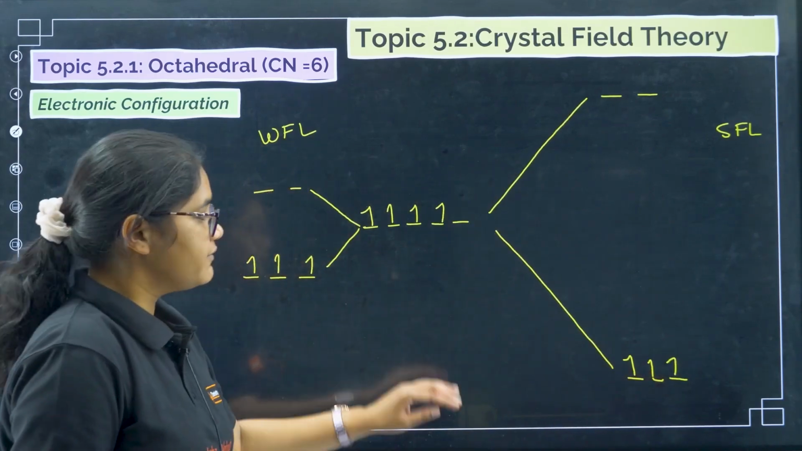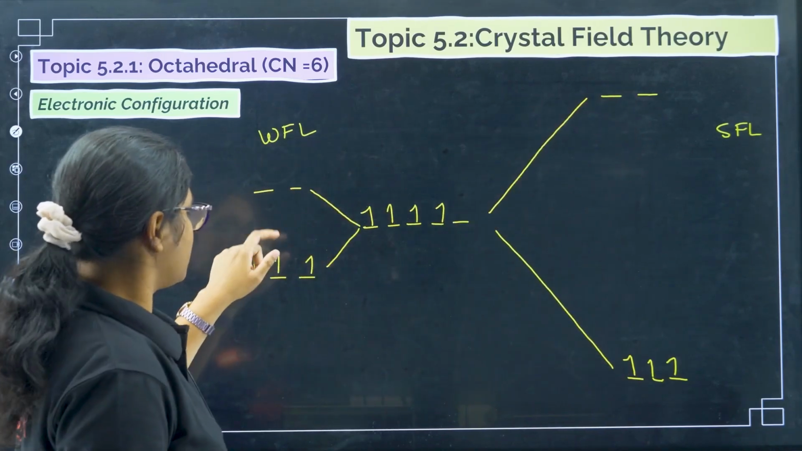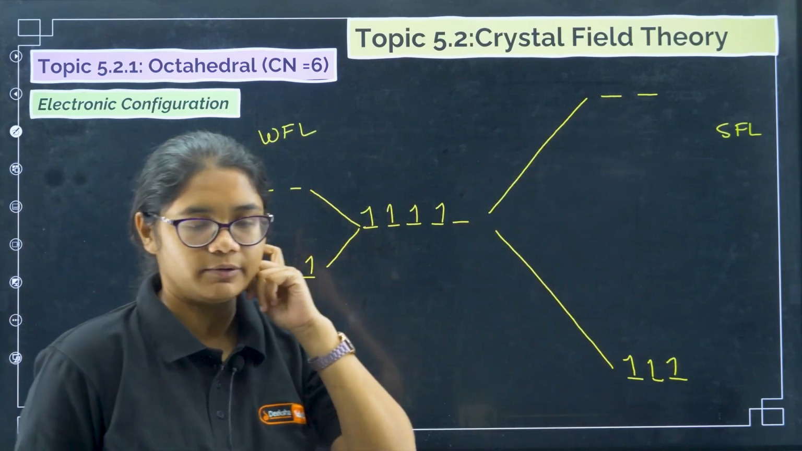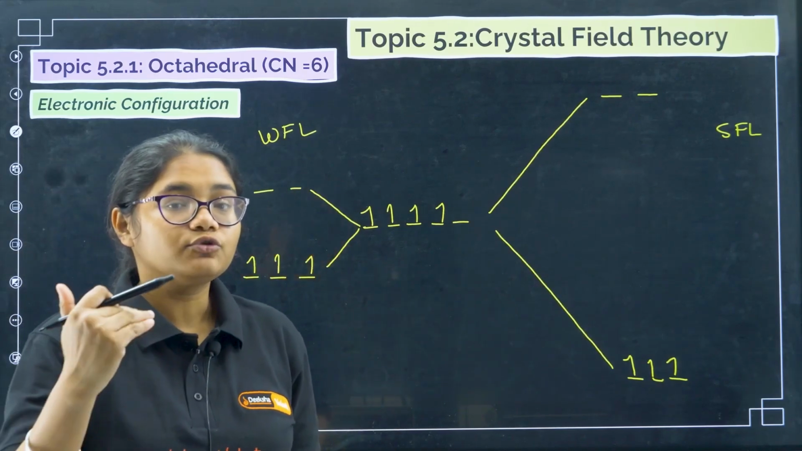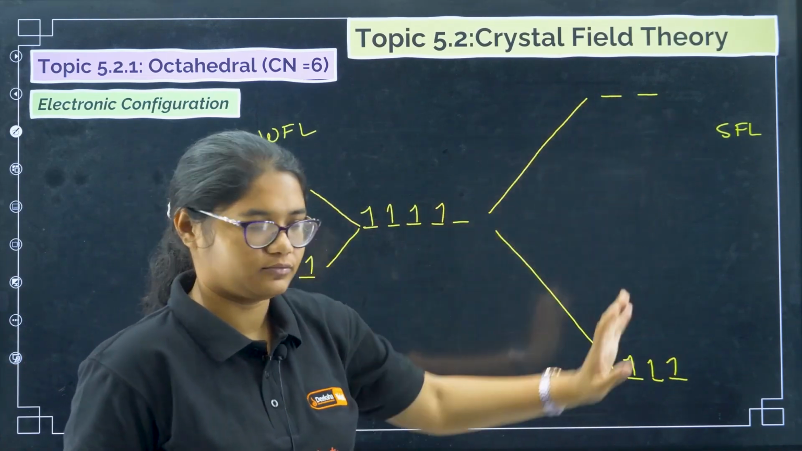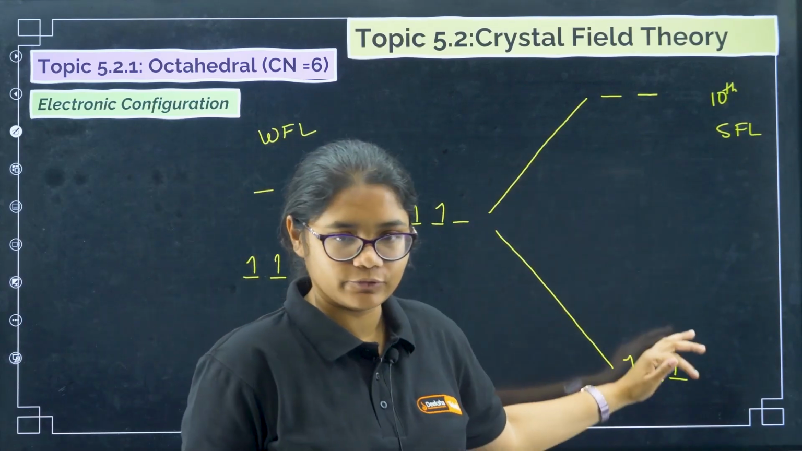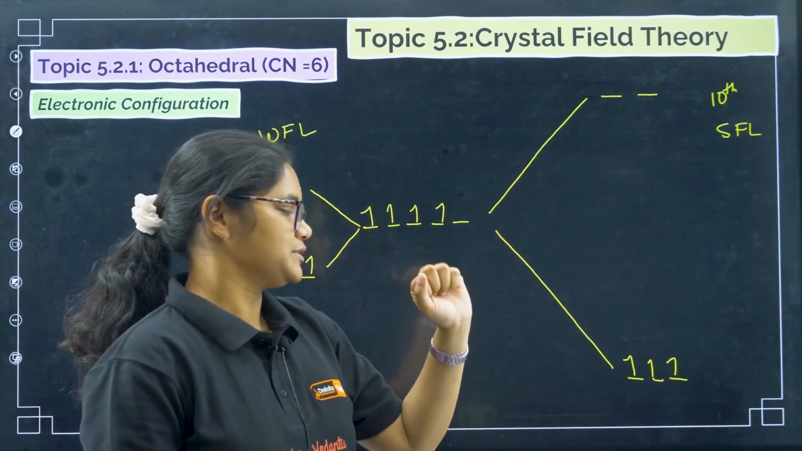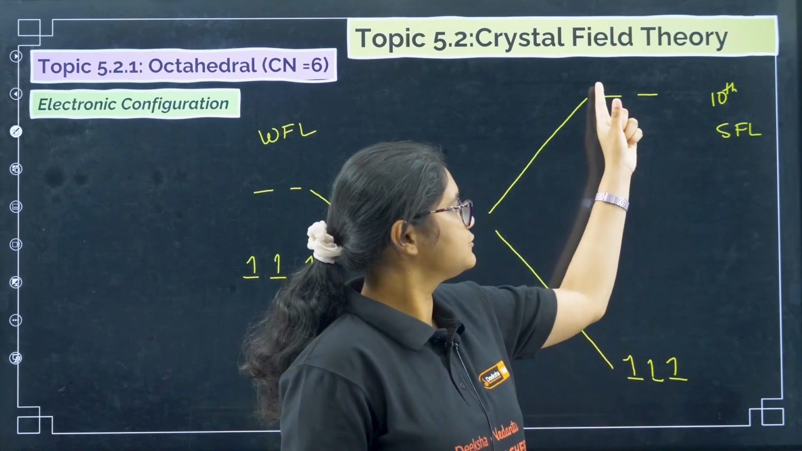Next, I have d4. When I have d4, there is a chance that the fourth electron can go to the higher level, or it can pair up here also. It can pair up or go to the higher level. Now, just imagine there are 3 rooms on the ground floor and 2 rooms on the 10th floor. A fourth person comes to this building. There is no lift in the apartment. There is an option to have a double sharing room here or a single room there.